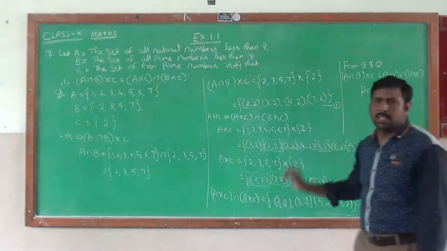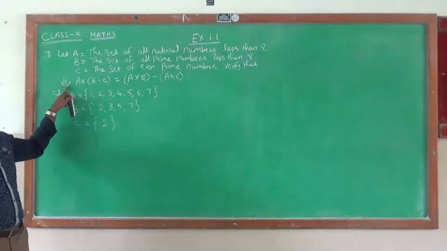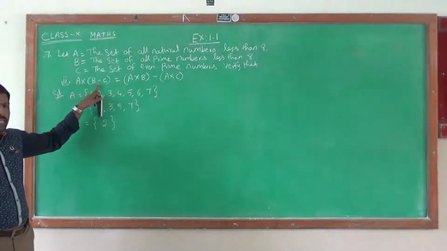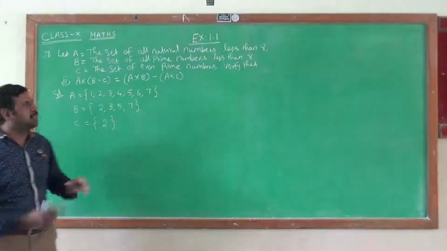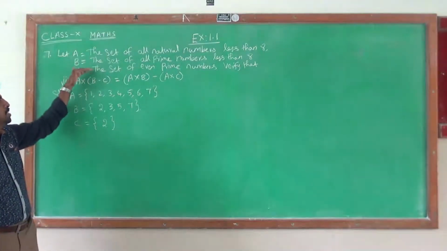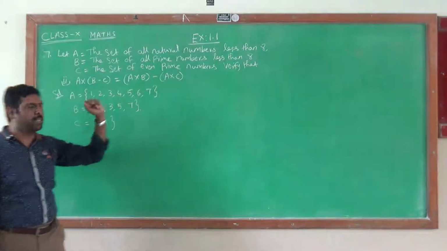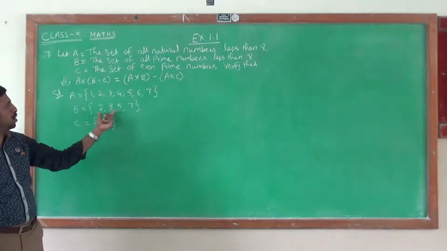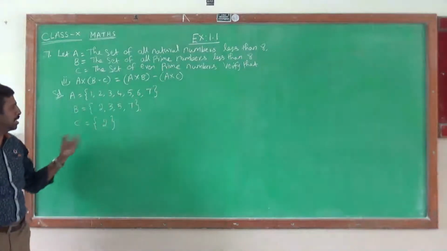proved the result. Hi students, exercise number 1.1, question number 7, Roman number 2. We want to find out A cross of B minus C is equal to A cross B minus A cross C. We have already found the sets A, B, C. The set A is the natural numbers 1 to 7, that is, less than 8. Set B is the prime numbers less than 8, so 2, 3, 5, 7. Set C is the even prime number, so set C is the number 2.